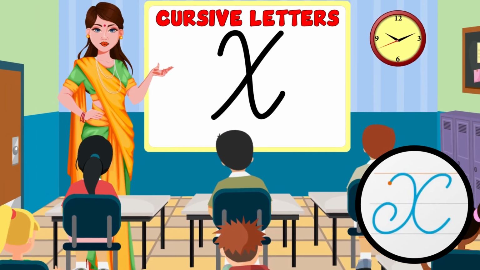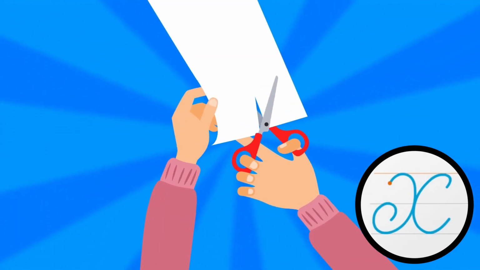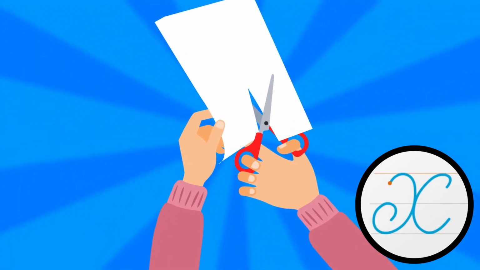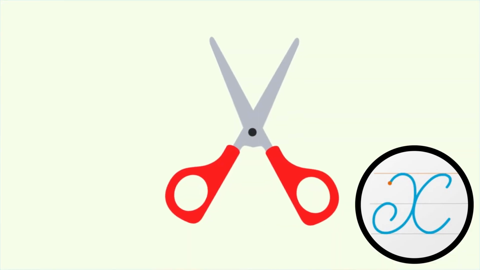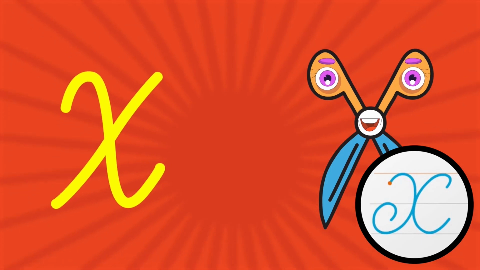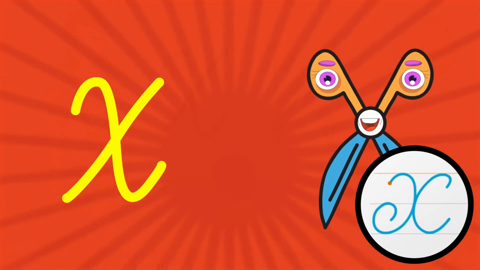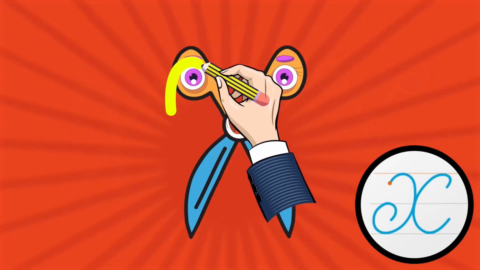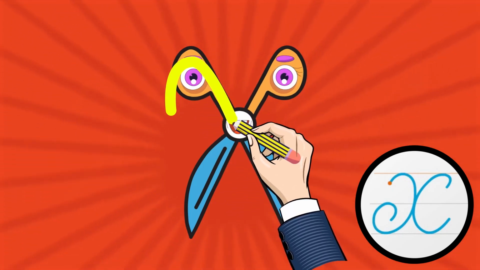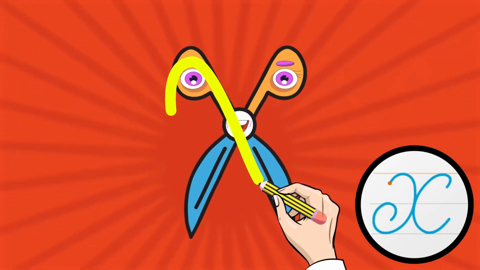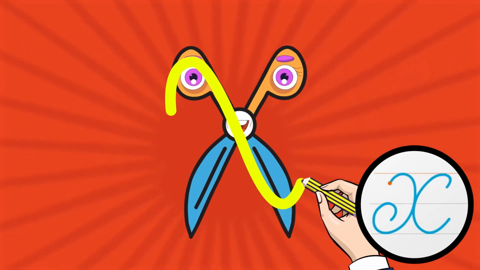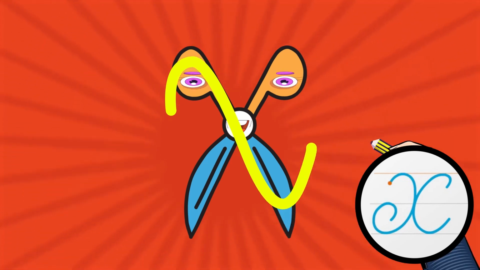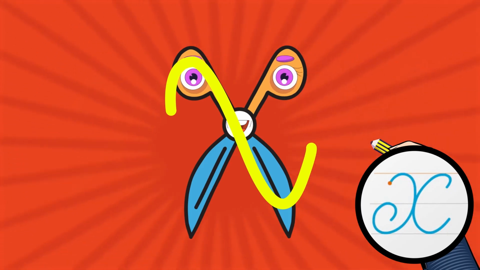Let's look at this open scissors and write the cursive capital X. Doesn't this look like an X? Let me show you how. We will make a little curve and then we will draw a downward slanting line to the open tip of the scissors. And then we will take off our pencils.